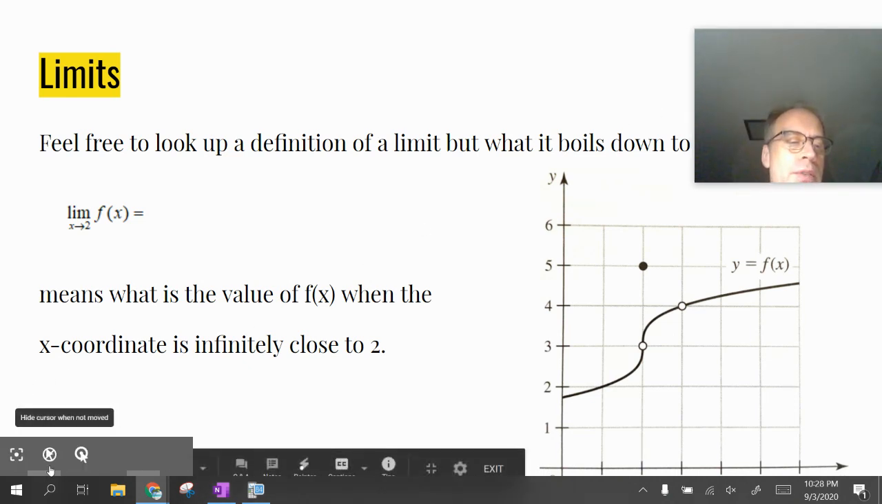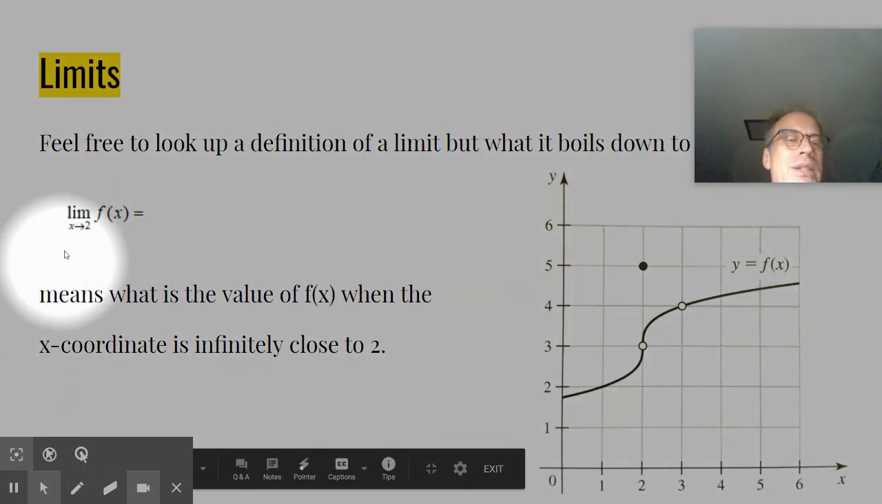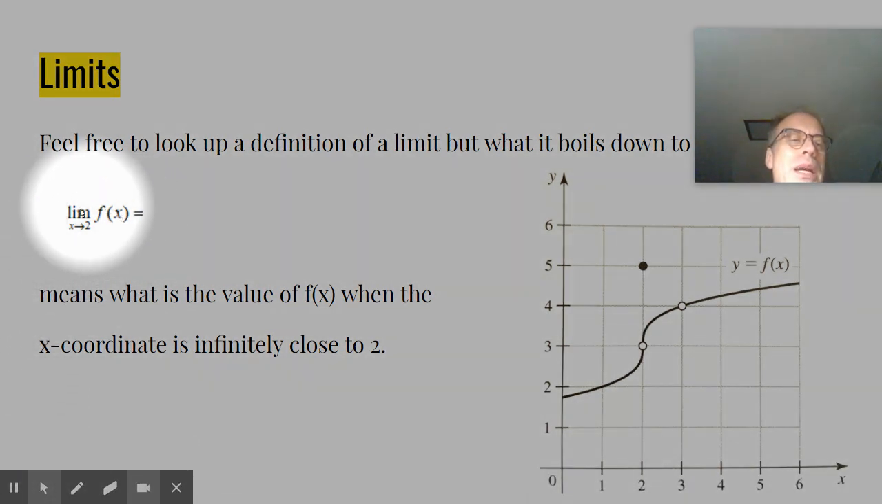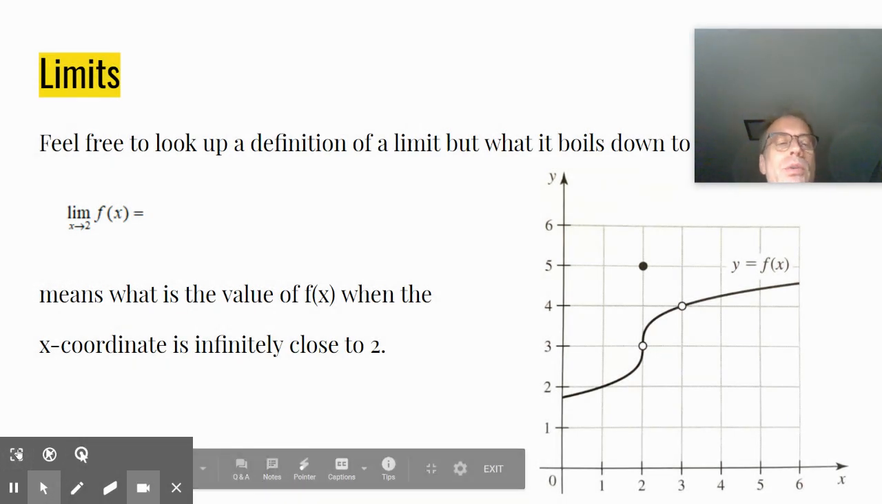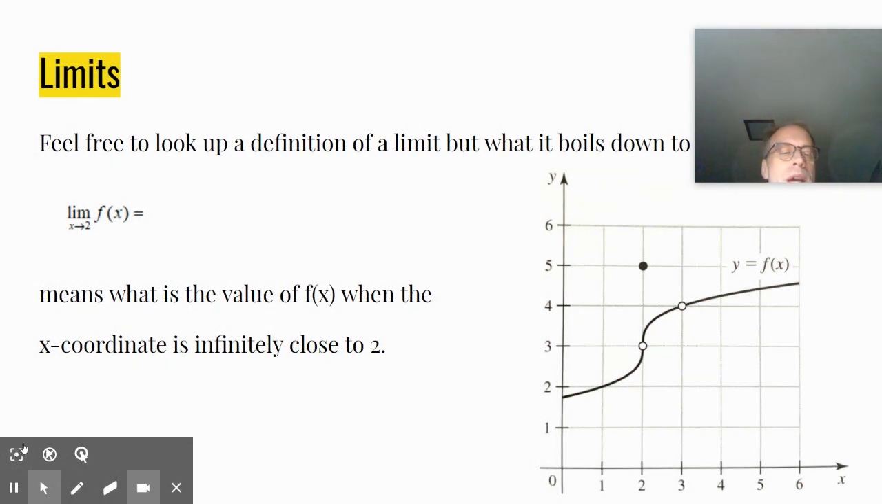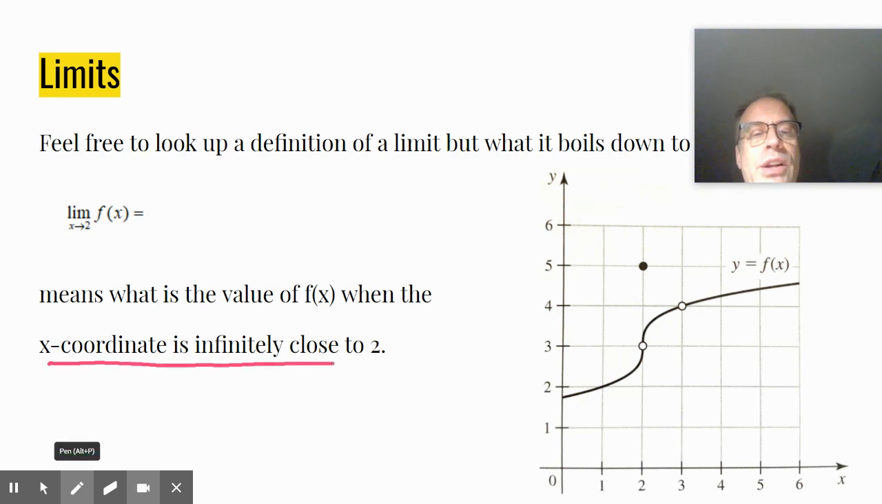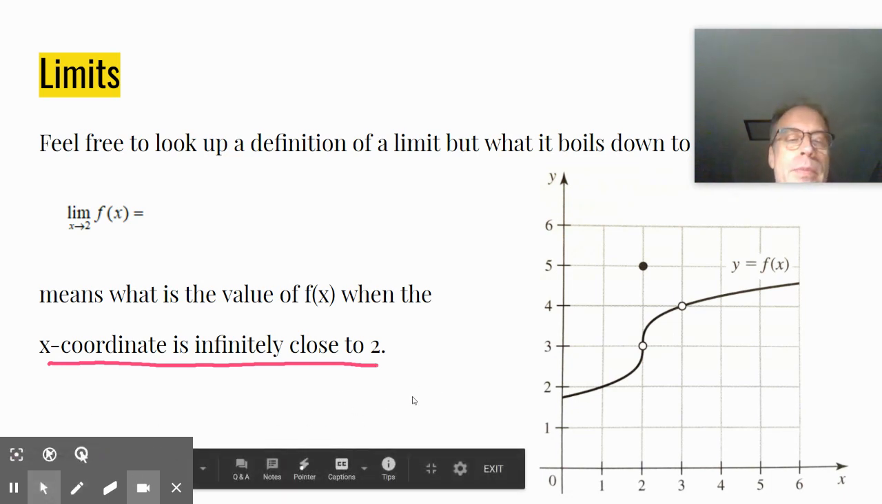When I'm given something and they're asking me what this means, that expression is kind of a numerical representation to say, I want you to find me the value of f of x when the x coordinate is infinitely close to 2. I'm not looking for when it's 2, I want it to be infinitely close to 2. And here's the big point here.